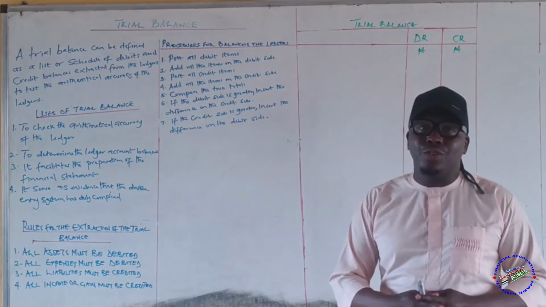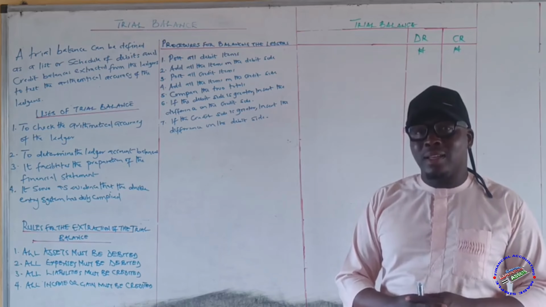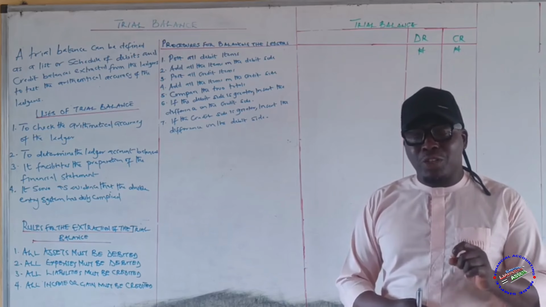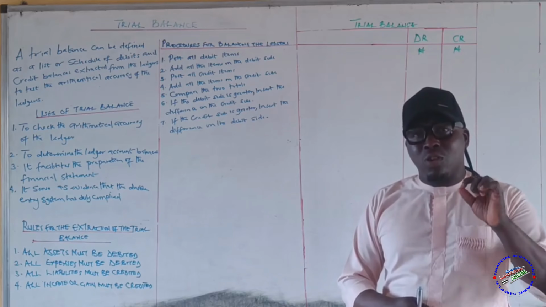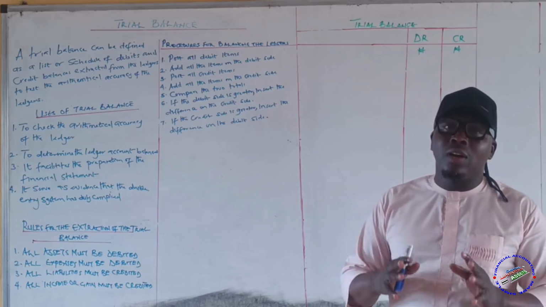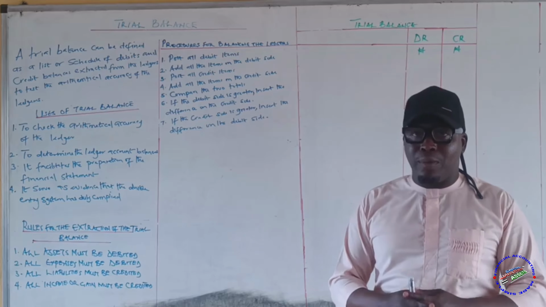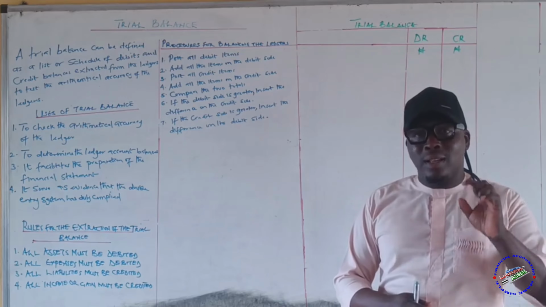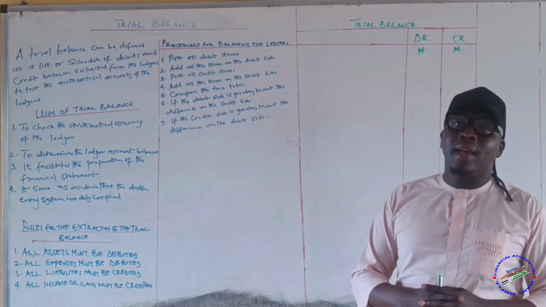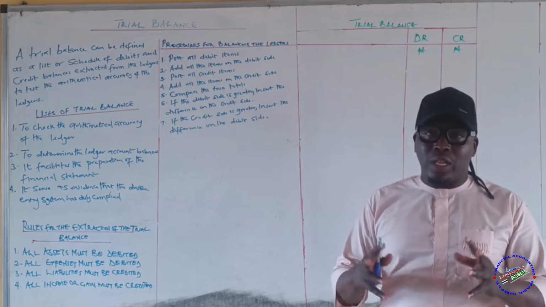Let's quickly look at the rules of trial balance. These are the rules that govern our double entry system. It simply shows that if everything goes well, the postings that are done in the ledger are done correctly. These rules are just 4 in number, which cover the asset, the liability, the income or gain, and the expenses. And this is what makes up our accounting equation.